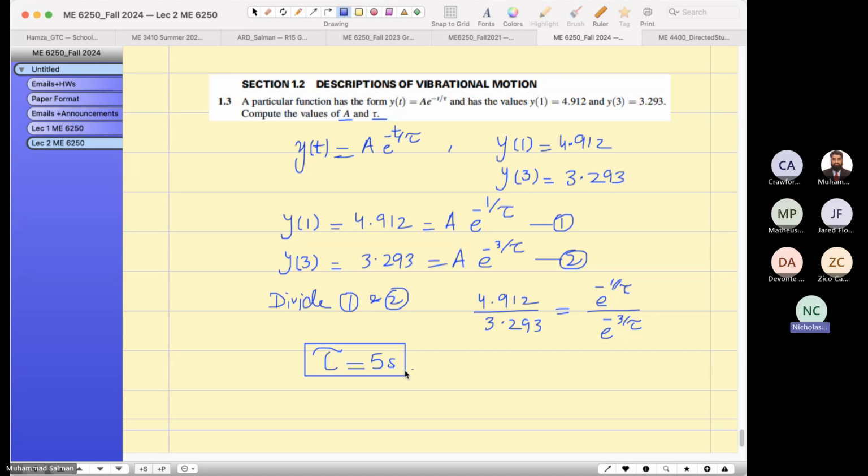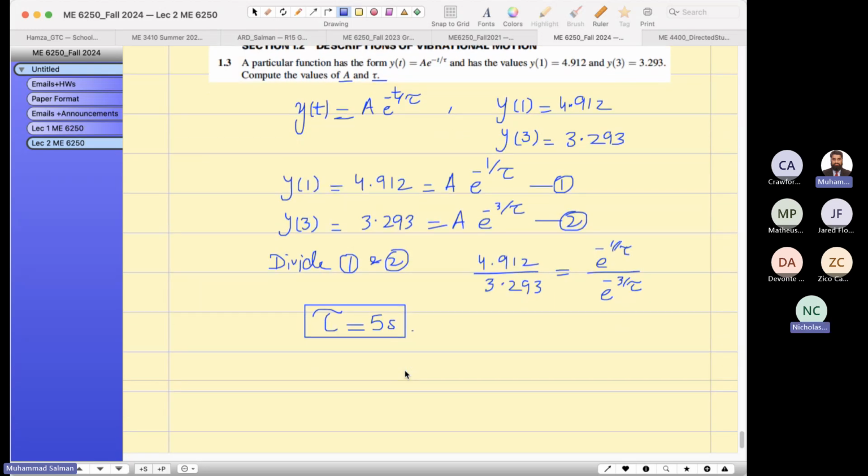Does tau have units? Tau is the time constant, so it's in seconds. It could be milliseconds or some other unit; they have not specified it. Okay. Do you get a value of 5 or 5 seconds? Yes, 5.